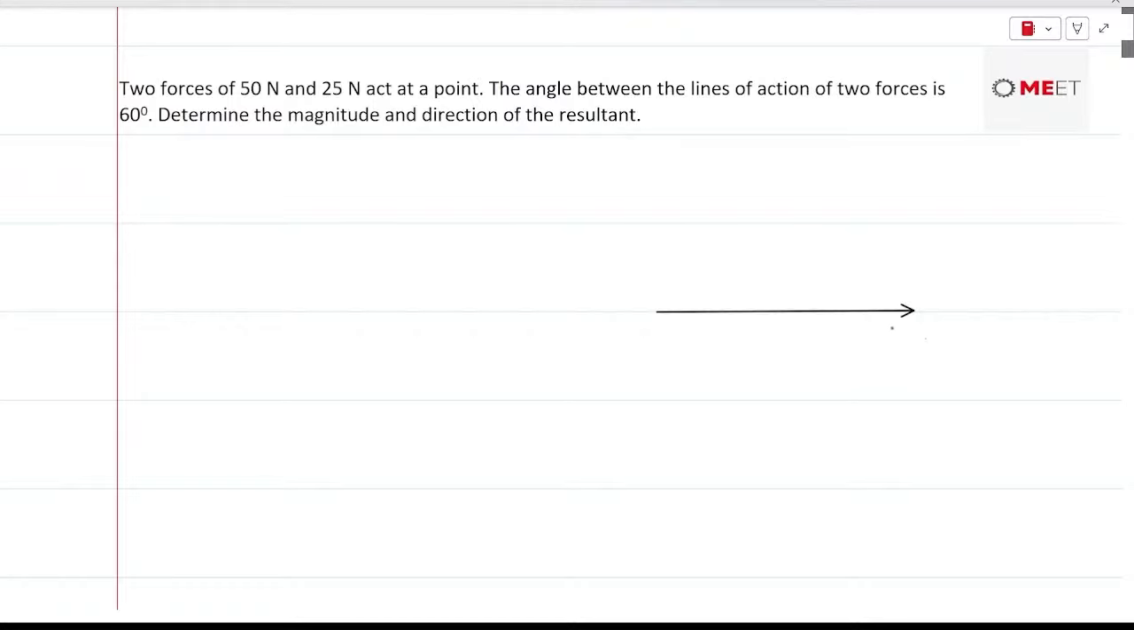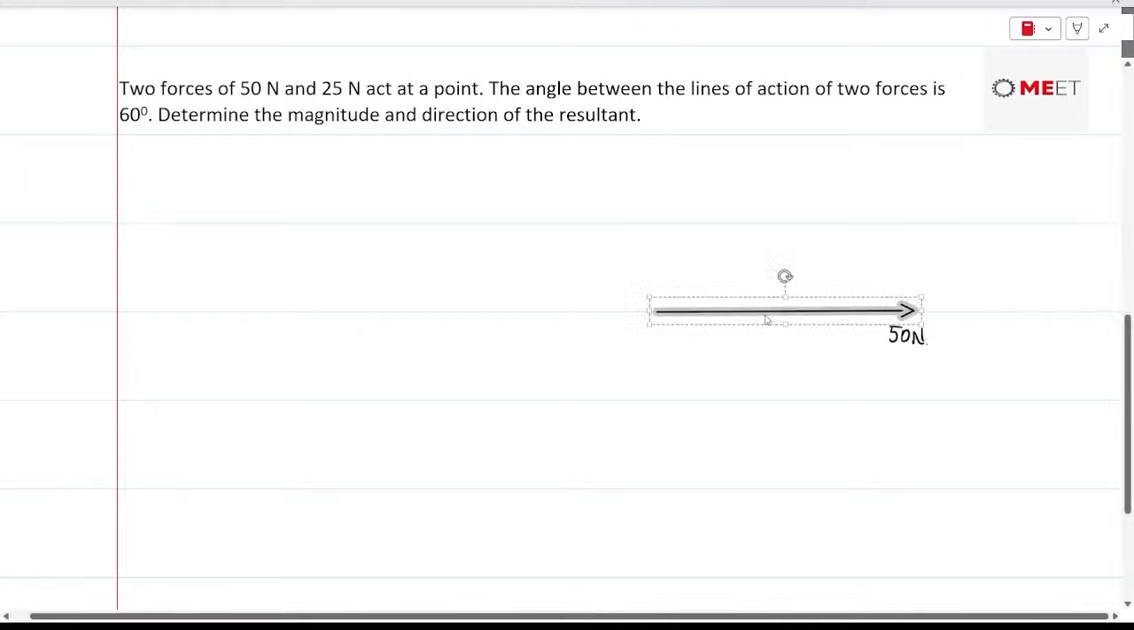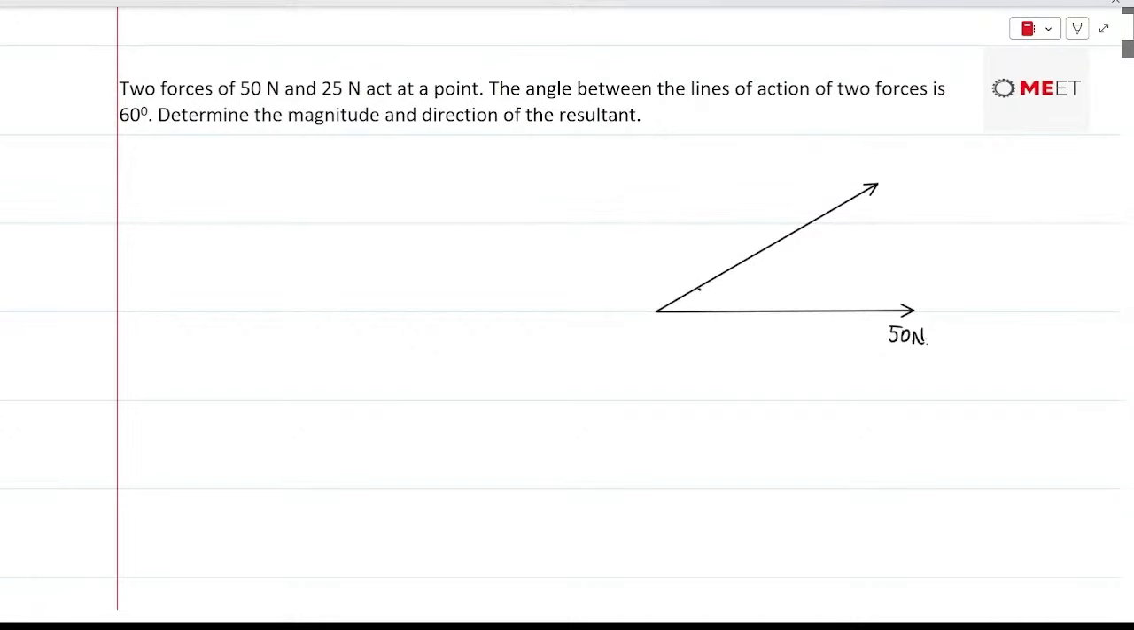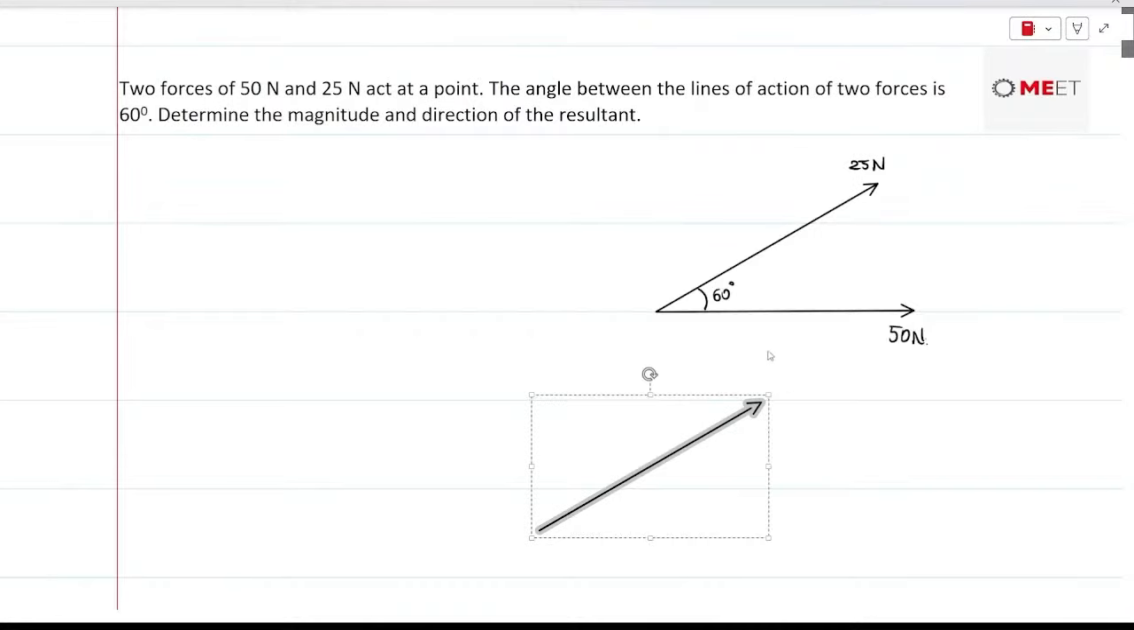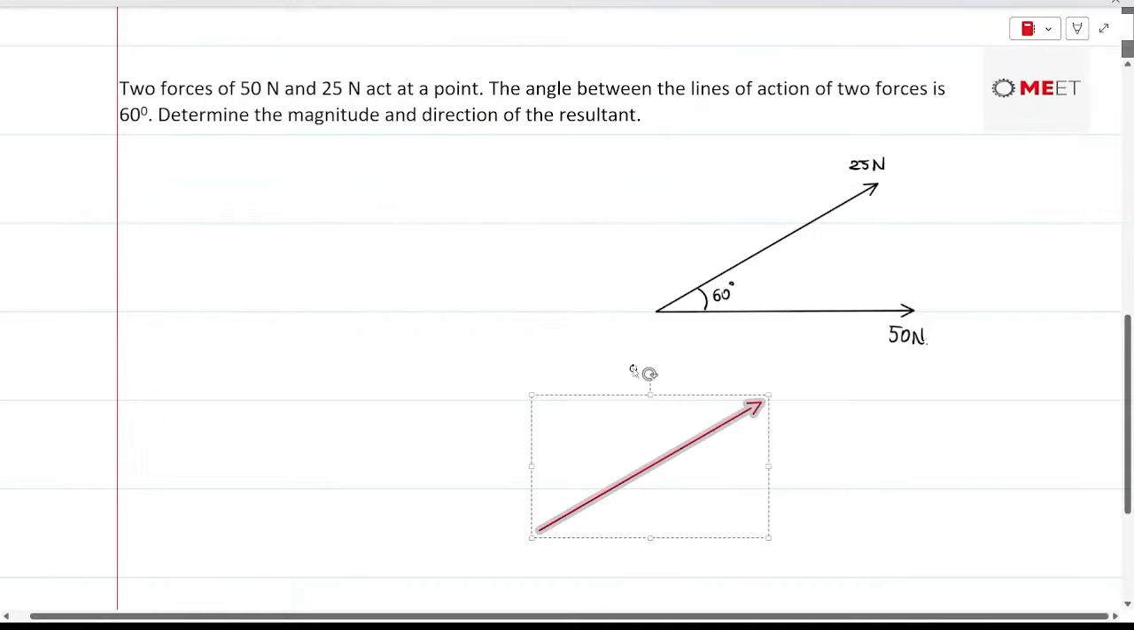So let's begin by keeping the 50 Newton force as horizontal, and the other force, that is 25 Newton, let's say it is making an angle of 60 degrees with the horizontal force of 50 newtons. So the resultant is going to pass through the intersection of these two forces, and let me just change the color of the resultant, and the angle will not be the same.